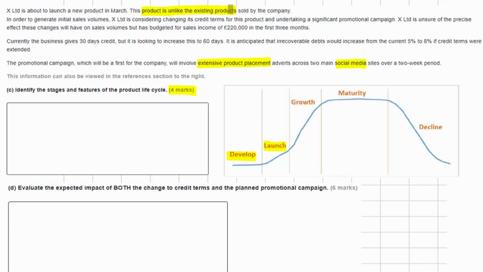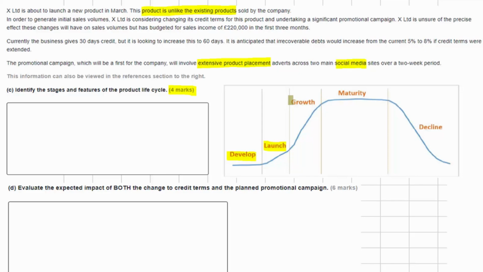So we wouldn't expect very many sales in this period, and so we need to have low income in our budget, but still quite a lot of costs because we're spending so much money on advertising. So typically this is a loss-making period.